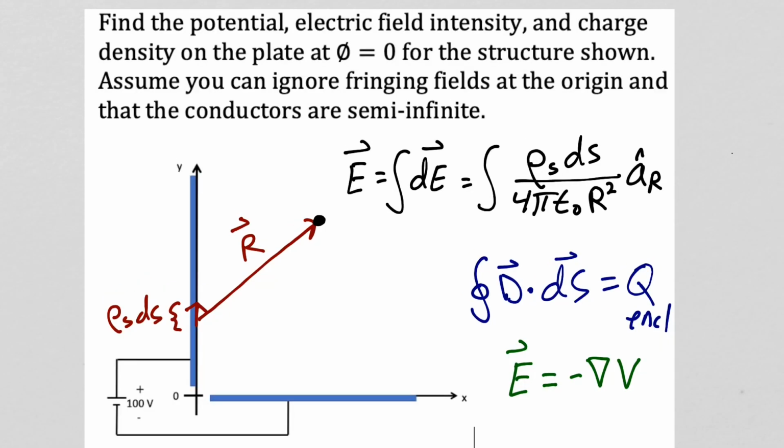Now, actually contained in the point form of Gauss's law, and E equals minus the gradient of the potential, is how we're going to be able to determine the electric field intensity and the electric potential field when we have two conductors and we know the potential of each of the conductors.